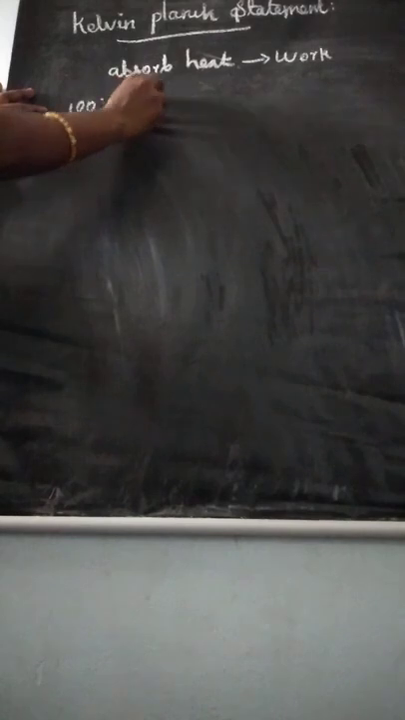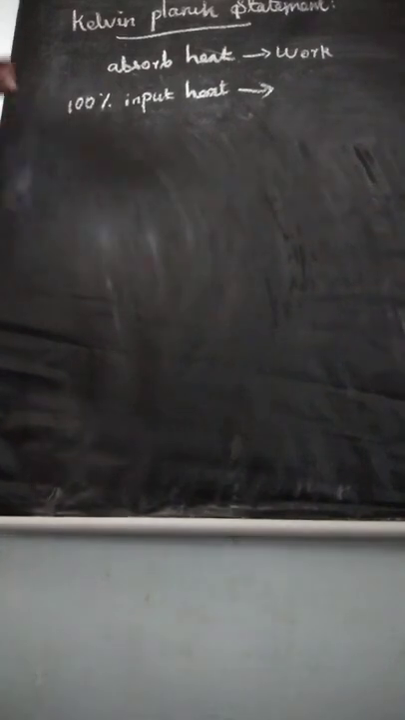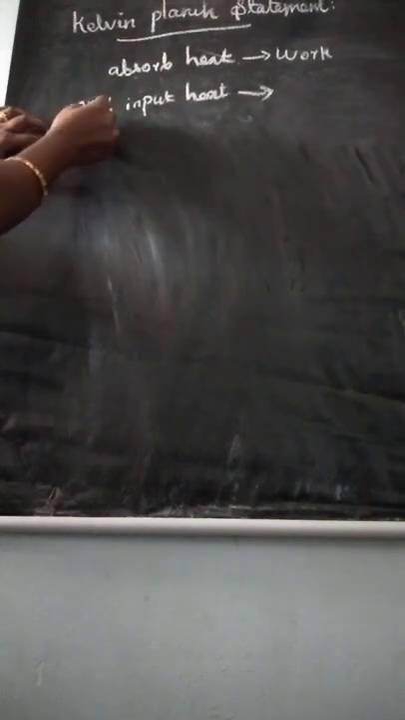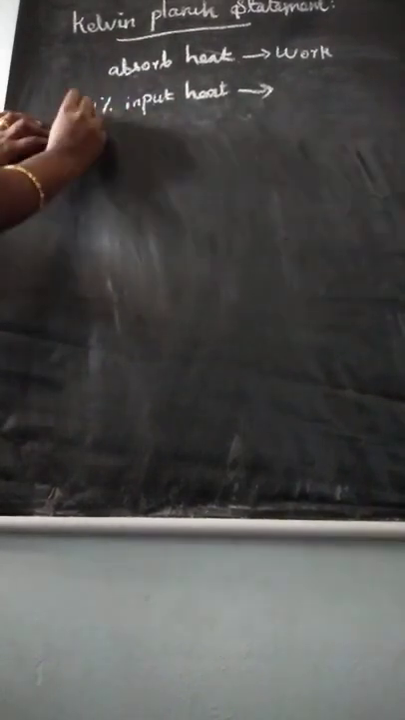So that is the Kelvin-Planck statement: it is impossible to absorb heat from a source and convert it completely to work. Understand? Now listen. According to this statement, we cannot convert 100% of the input heat into work.